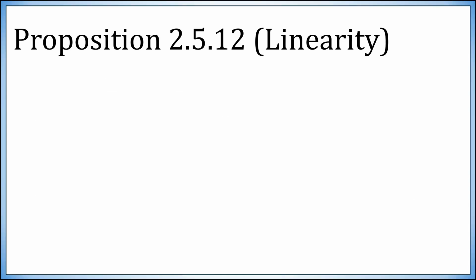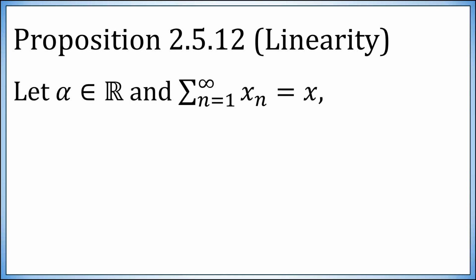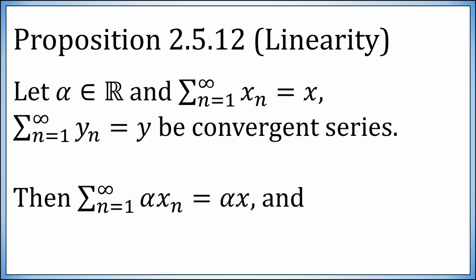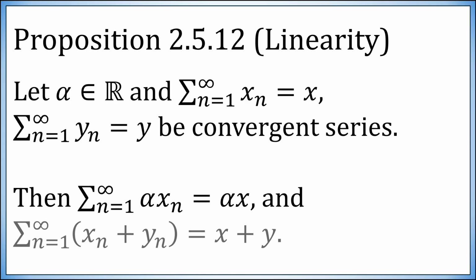Let's move on to proposition 2.5.12. Suppose alpha is real, and the sums of x_n and y_n both form convergent series. Then the sum of alpha times x_n is a convergent series and it specifically converges to alpha times x, and the sum of x_n plus y_n is also a convergent series which specifically converges to x plus y.